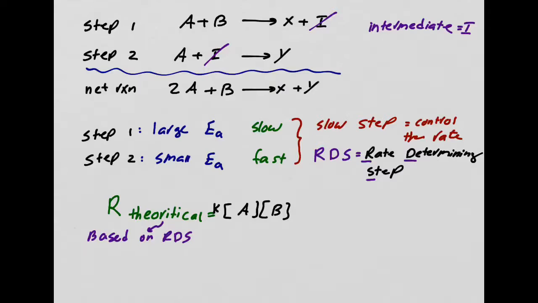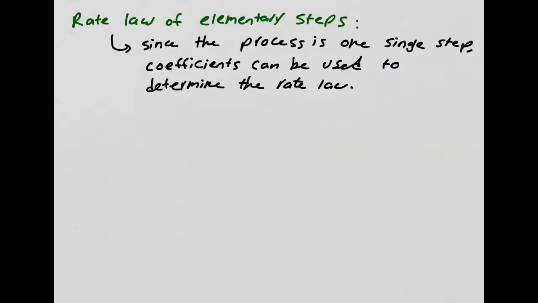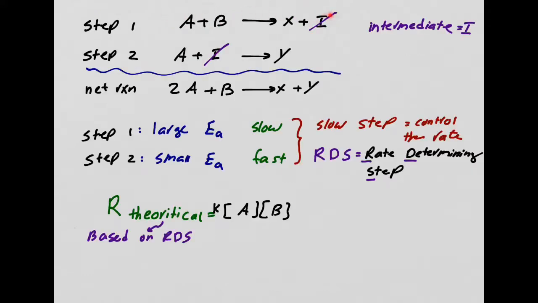Now, how did I know this is order 1? This is order 1 because we said that for an elementary step, you can use the coefficient to determine the rate law. This is one elementary step, so you can use the coefficient to find the rate law. And this is my theoretical rate law. Okay, so far so good. Hopefully you got this down.